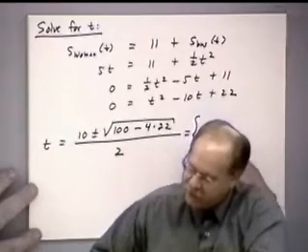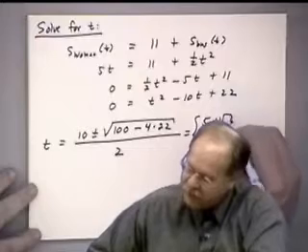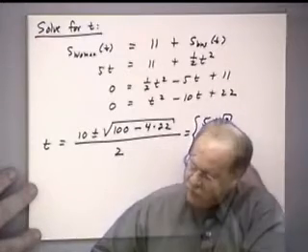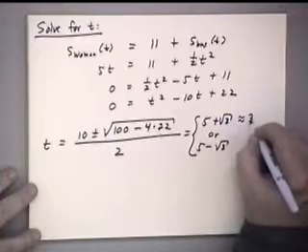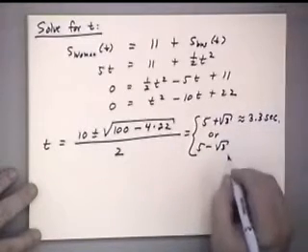If you simplify this, you get either 5 plus the square root of 3, or 5 minus the square root of 3. Well, 5 plus the square root of 3 gives you approximately 3.3 seconds. This is a time after all.